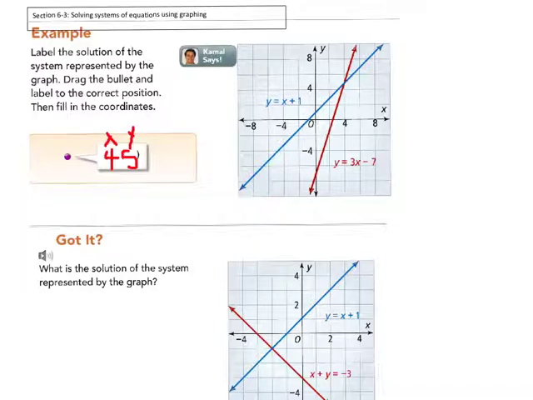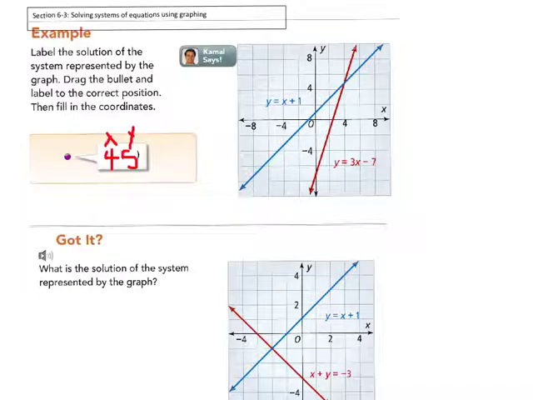If you think about what we did yesterday with seeing if it works, does 4 for x and 5 for y work in this equation? If x is 4, 4 plus 1 is 5, so that works. Here, if x is 4, that's 12, and 12 minus 7 is 5, so that works. So (4, 5) is the solution.